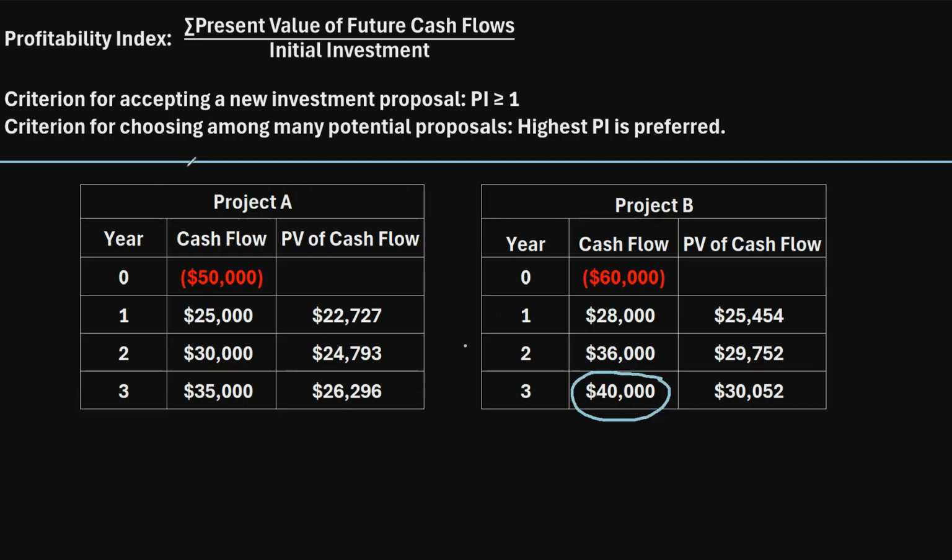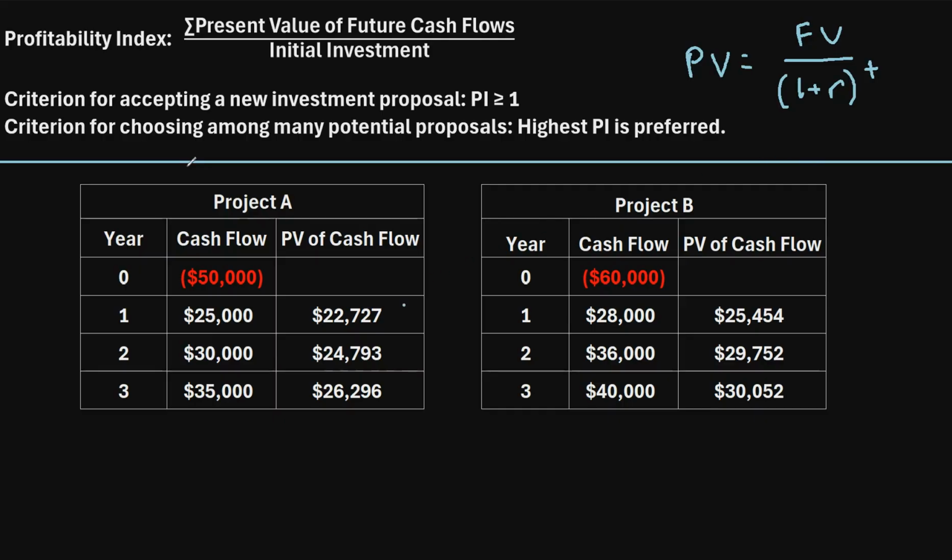Now, to calculate the profitability index for both of these projects, first we need to calculate the present value of the future cash flows. So for example, in year 1 in Project A, we think it will do $25,000. But that's 1 year from now. So what is the present value of that $25,000 1 year from now? Well, to calculate that, we have to use the present value formula: PV, present value, is equal to the future value divided by 1 plus R, where R is the annual interest rate or the discount rate, to the power of T, where T is the number of years.